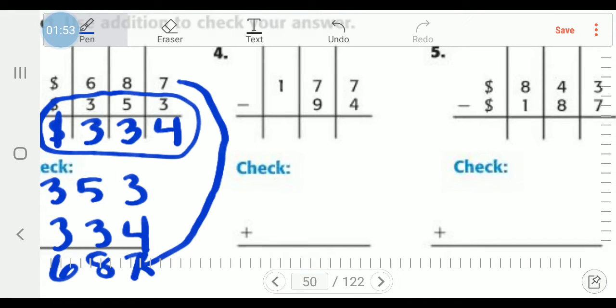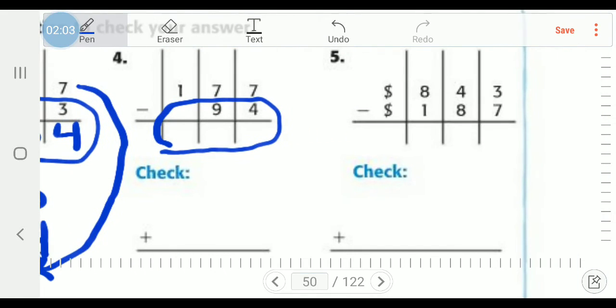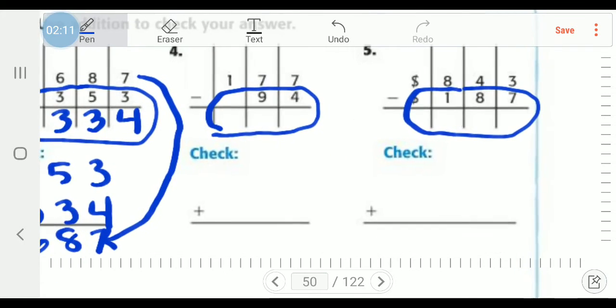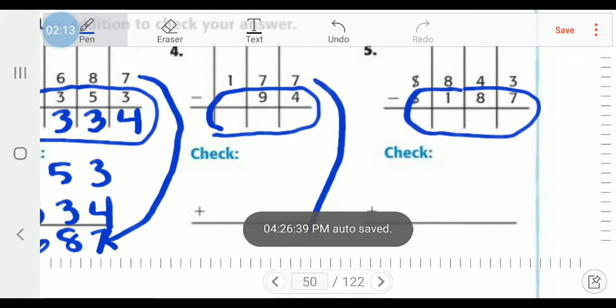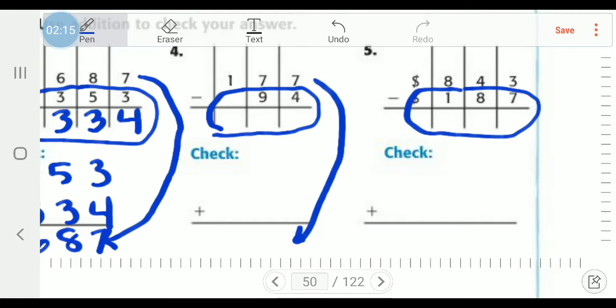Now you guys are going to do 4 and 5 on your own. And you're going to make sure you check your math by adding back the answer you got plus the 94 in question 4, and in question 5, the answer you got plus the 187. And see if you can get 177 as your answer for 4 and 843 as your answer for 5. But make sure you do the subtraction first.